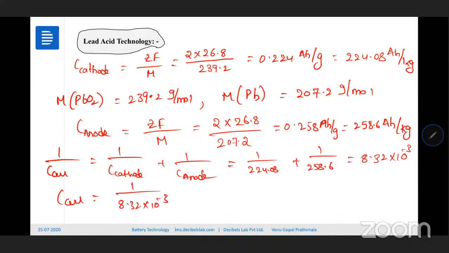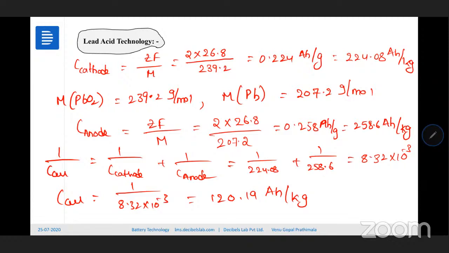So it is approximately 120.19 amp hour per kg. Okay, so that is the overall cell capacity we are getting. So now we are done with the cell capacity calculation for this particular reaction, that is a lead acid reaction.